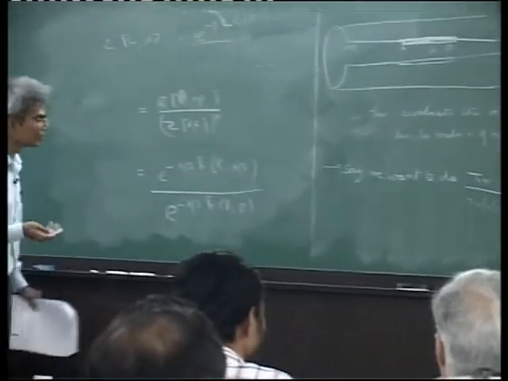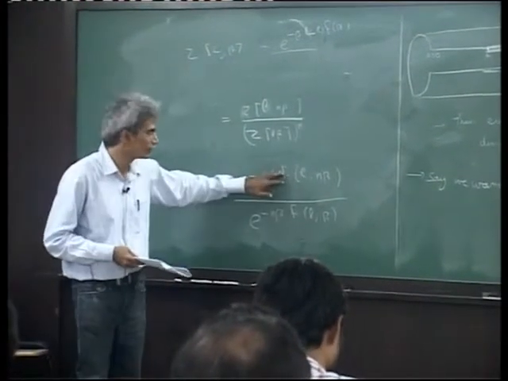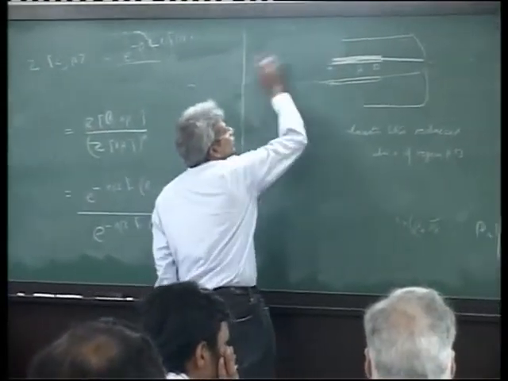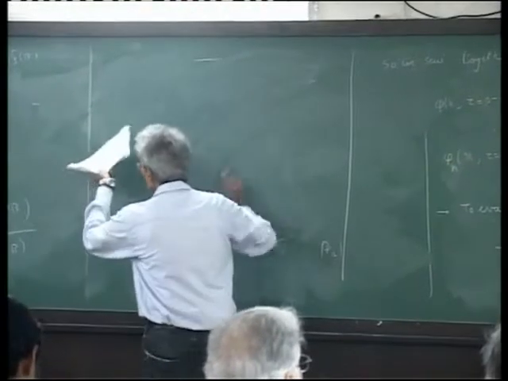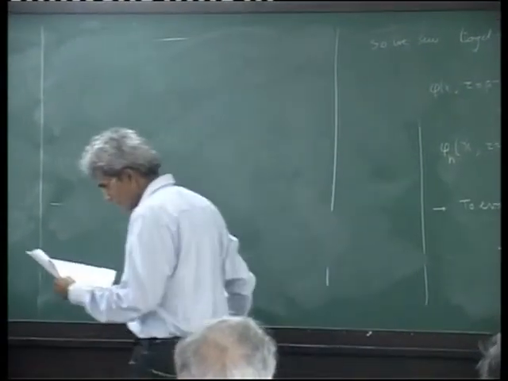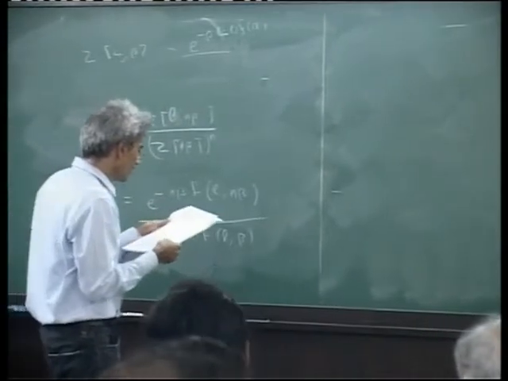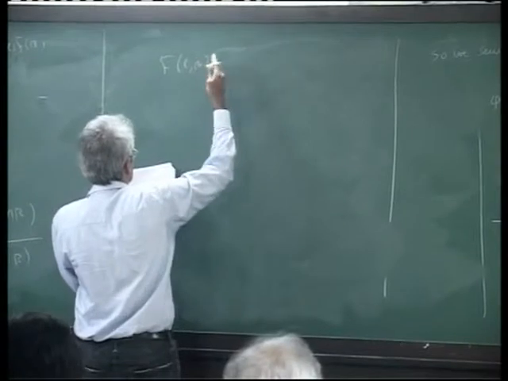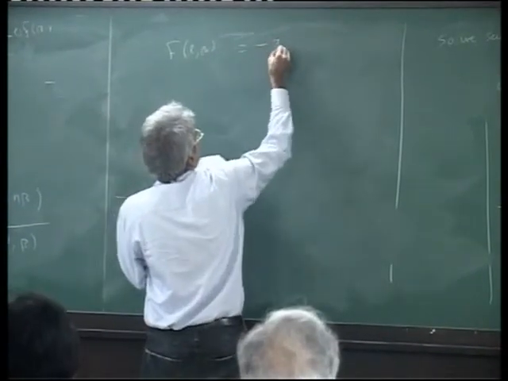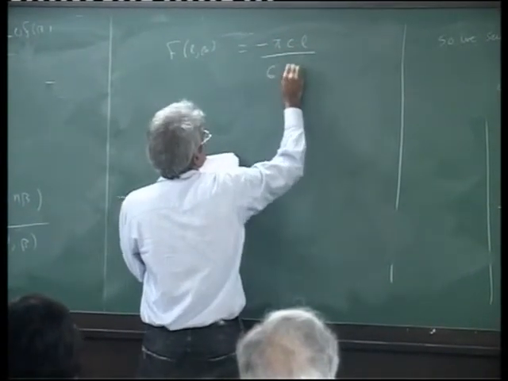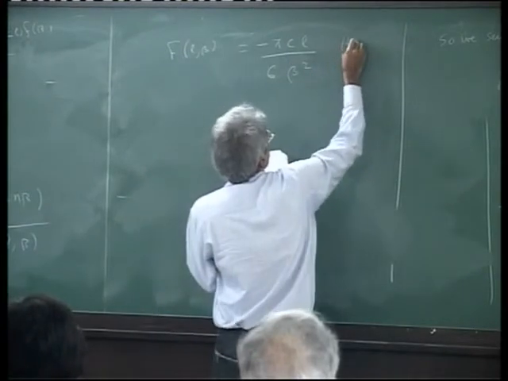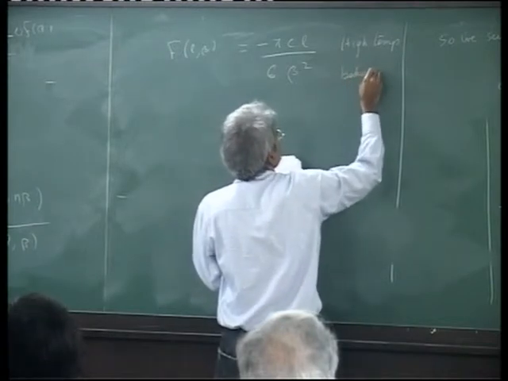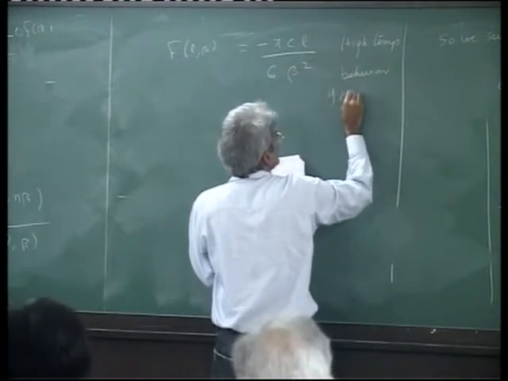Now we can use the high temperature formula for the free energies in any CFT, actually. So we can use that. So we can use the extensivity. So F L beta, free energy of any CFT at high temperature, is basically minus pi C L by 6 beta squared. High temperature, of free energy.